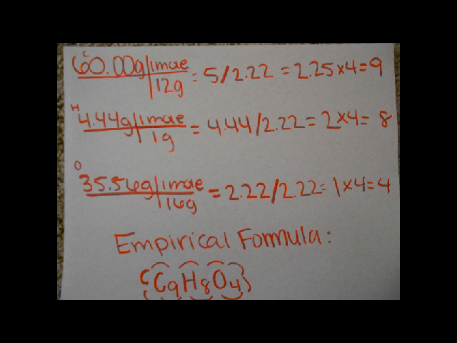Since 2.25 is not a whole number, I need to multiply it by 4 to give me its closest whole number, which is 9. So 2.25 times 4 is 9. 2 times 4 gives me 8, and 1 times 4 gives me 4.